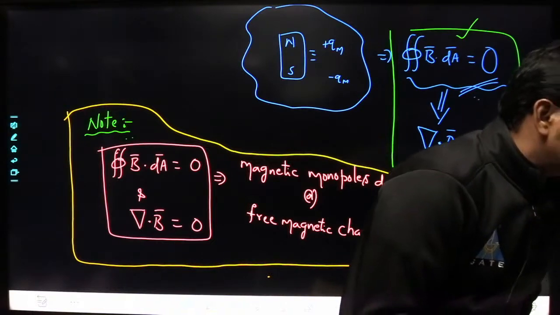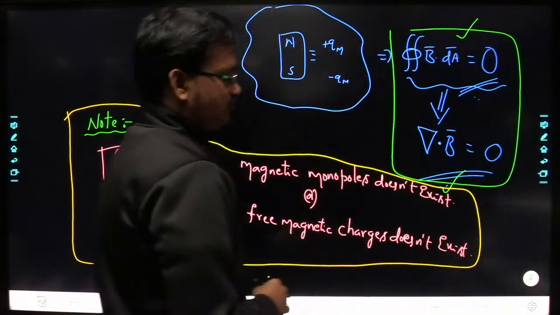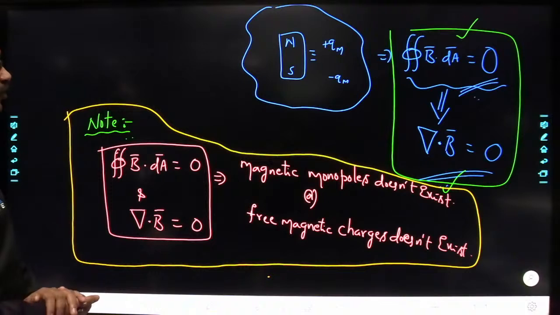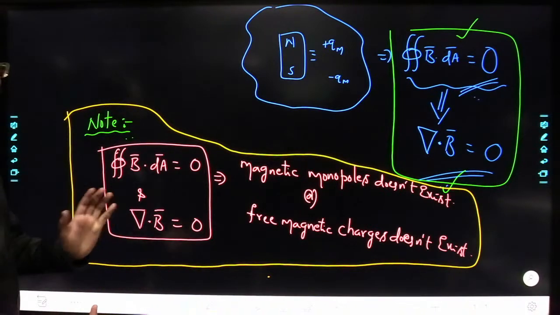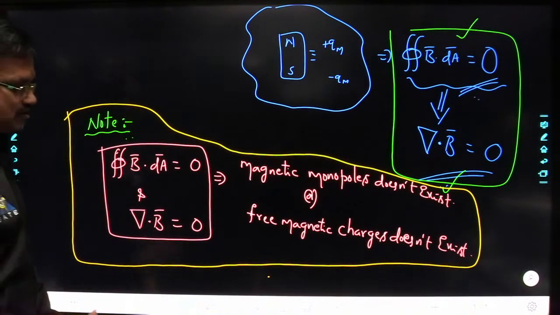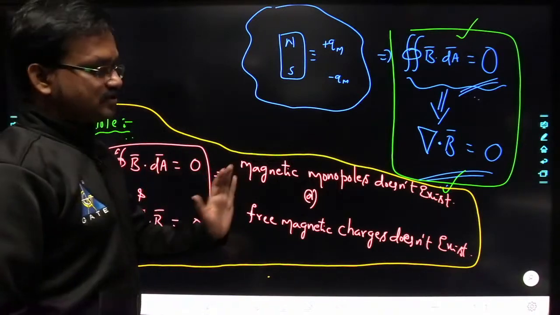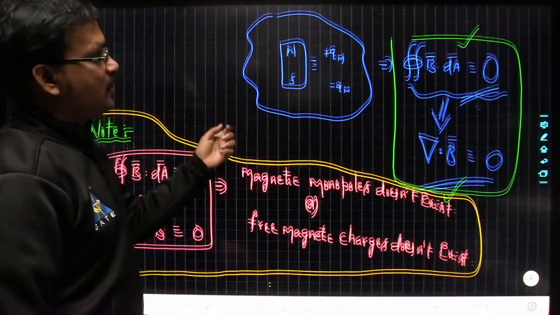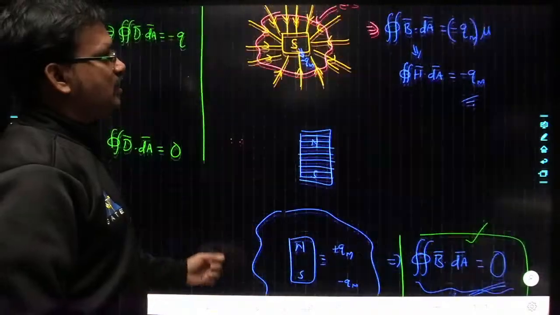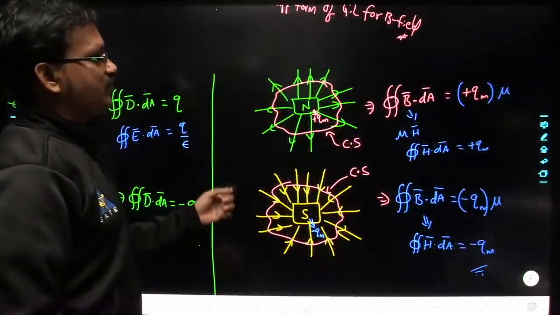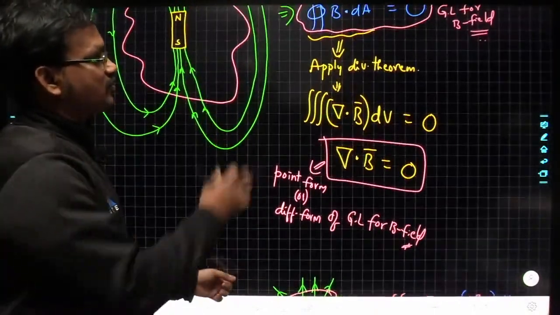Magnetic monopoles don't exist, or free magnetic charges don't exist. These equations represent this. We call this Gauss law for the B field.